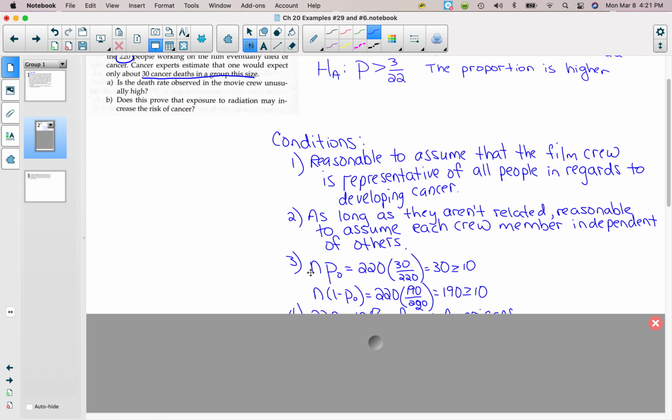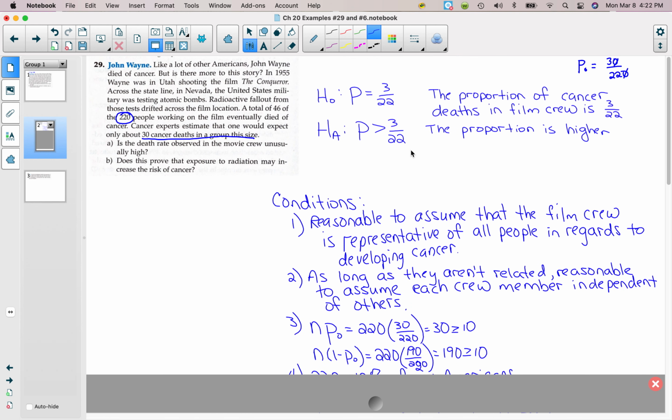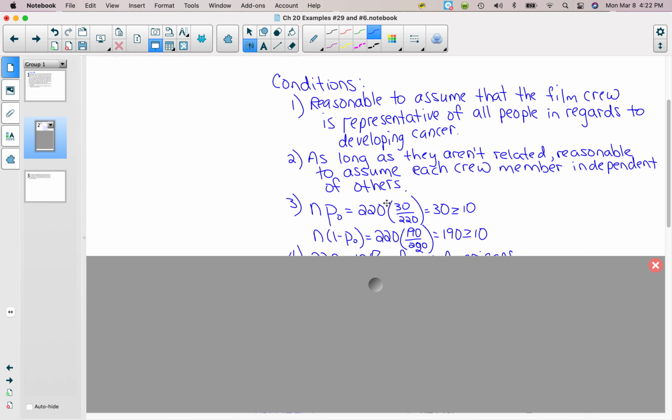And then I have to check np. Now remember when we did confidence intervals, we used p hat. n times p hat is what we used, but we're not using p hat here. As a matter of fact, I haven't even looked at the p hat value yet because we are assuming this 3 over 22 to be true. Since we're assuming the p naught value to be true, that's the value that we have to use.